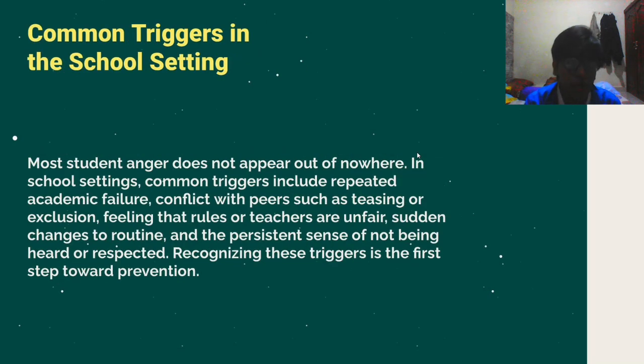Common triggers in the school setting. Most student anger does not appear out of nowhere. In school settings, common triggers include repeated academic failure, conflict with peers such as teasing or exclusion, feeling that rules or teachers are unfair, sudden changes to routine, and the persistent sense of not being heard or respected. Recognizing these triggers is the first step toward prevention.